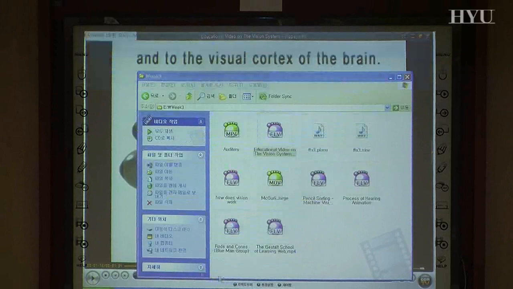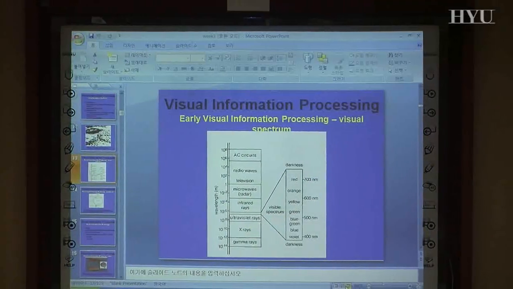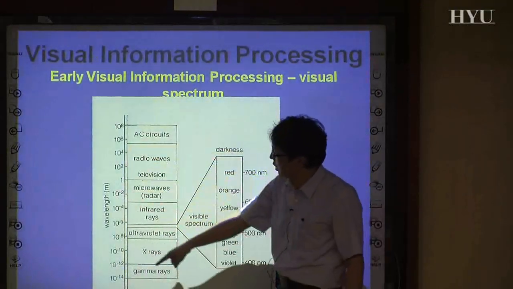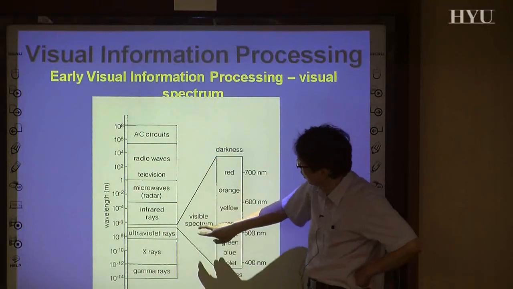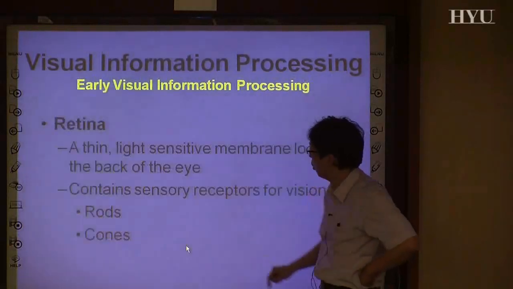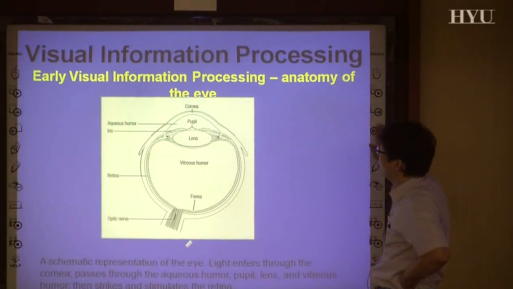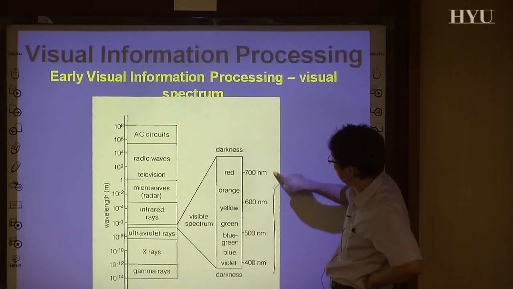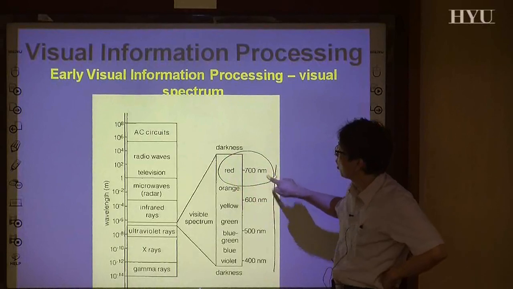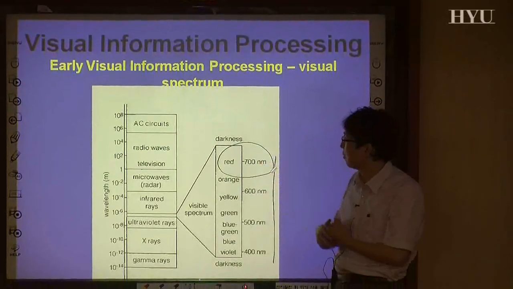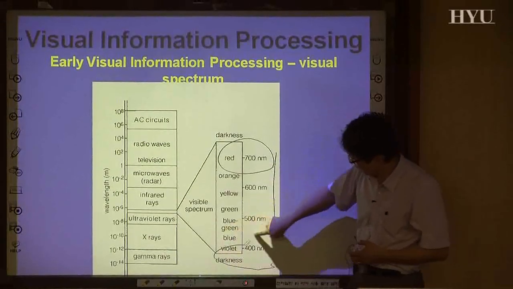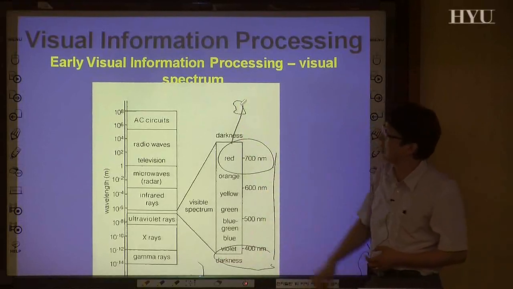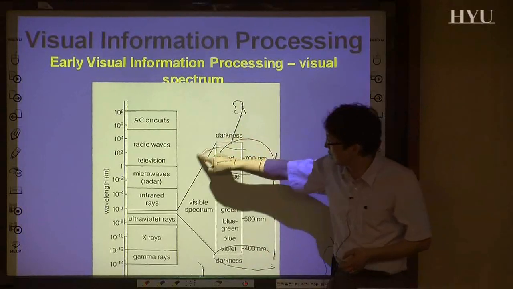Okay, that's how it works. Now we look into a little more detail about how our visual system works. This is the light spectrum. We can only see the visual spectrum area. Red is around 700 nanometers, and violet is 400 nanometers. This part is ultraviolet and this part is infrared, which we cannot see. We can only see this visual spectrum.